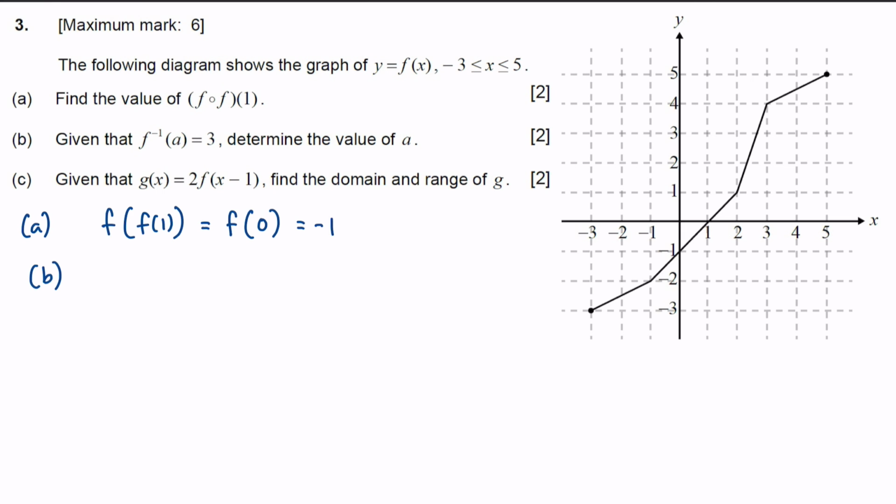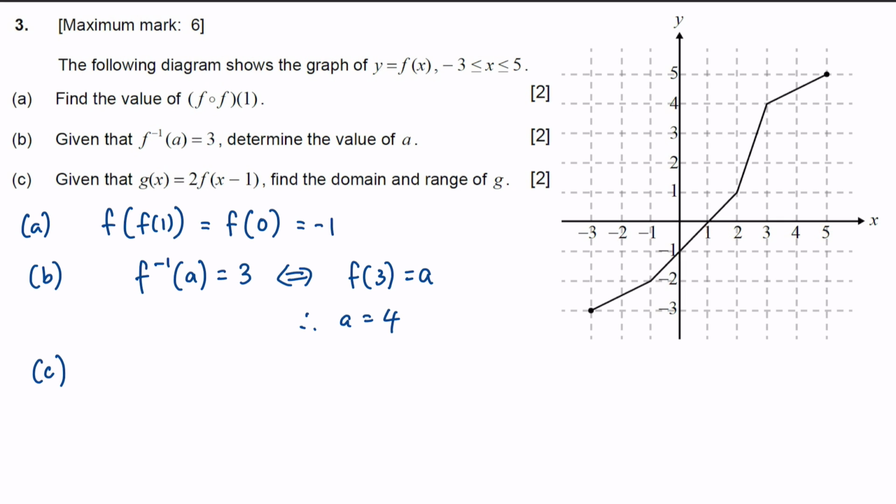Part B. Given that f inverse of a is 3, determine the value of a. So this is equivalent to saying that f of 3 equals a. So I'm going to look for 3 on this graph. I'm going to read off the graph to find the value of a, which is 4. So therefore a equals 4 from the graph.